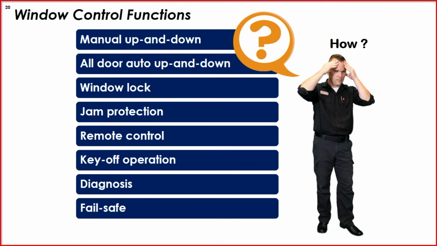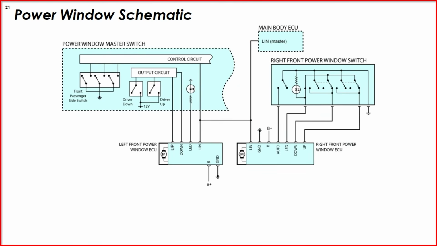So the technician decided to examine the wiring schematic for the power window master switch, hoping to gain some insight. And it turns out that this switch was far more than just a switch. It was actually a module. And as a module, it communicates with the main body ECU.